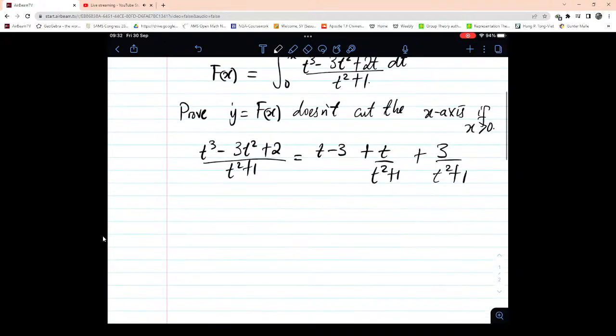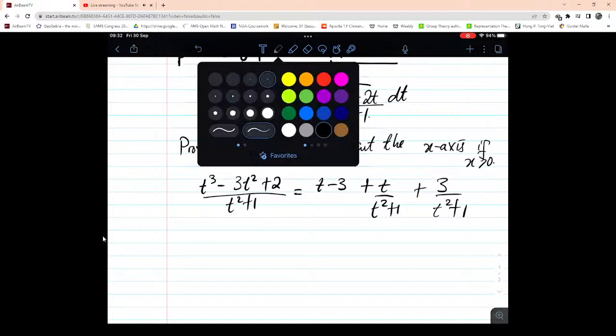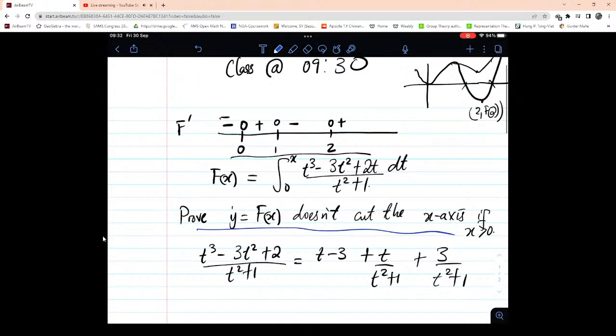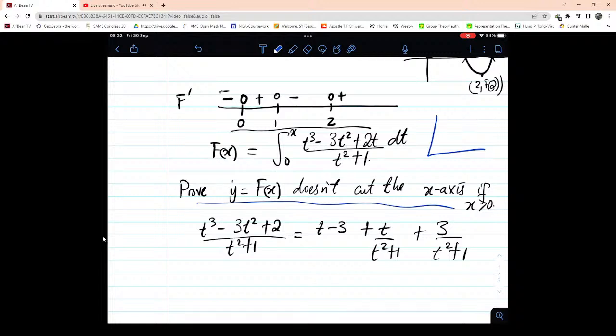And so what we want is to prove that big F doesn't cut the x-axis if x is greater than 0, and then we are guaranteed of the graph that we had, which is something that looks like that, right? Where this is 2 f of 2. In other words, for us to prove this, we just need to prove that f of 2 is greater than 0. So for us to do this, we sort of have to go into finding big F. Otherwise, we will not be able to do it.